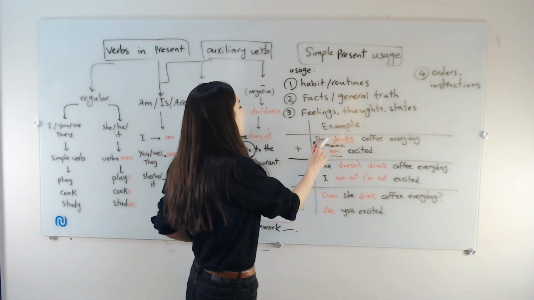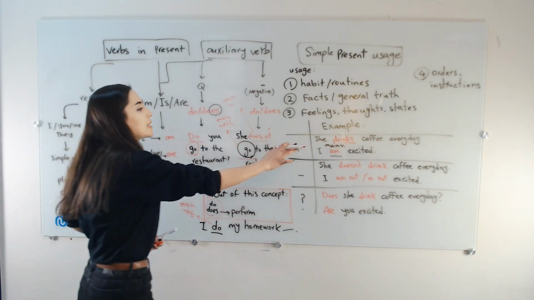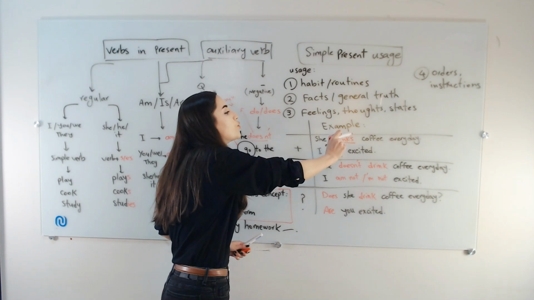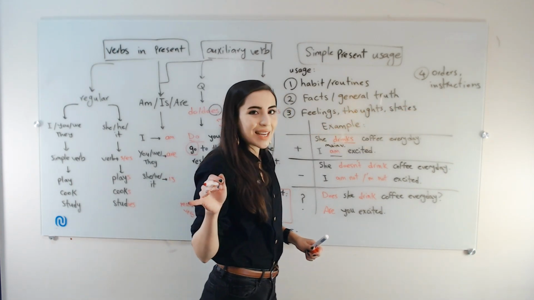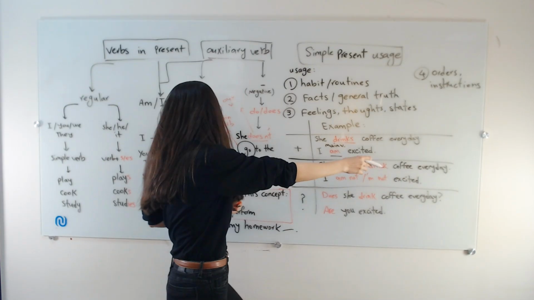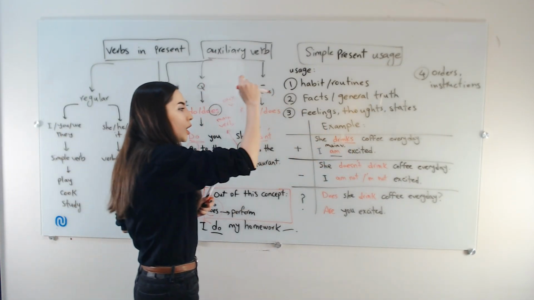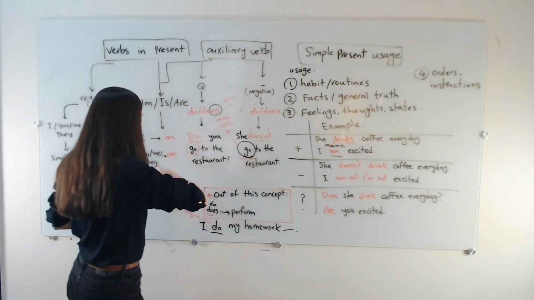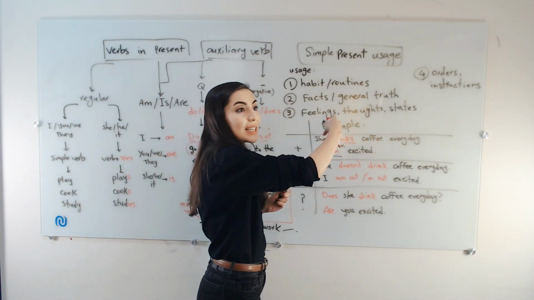So for example, if I wanted to use I instead of she, what would that be? You tell me. I drink coffee every day without the S, but still, the verb is simple, we see. So I am excited. If I wanted to use you, that would be you are excited. What about she? She is excited.